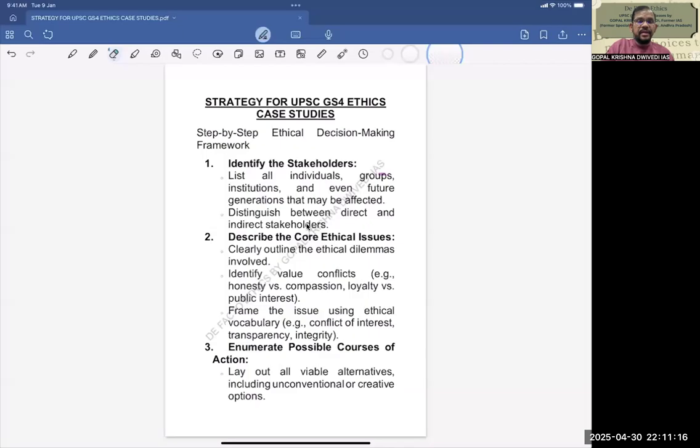This is basically a 6-step method, and step by step we can analyze a case study, and we can arrive at a proper answer as far as the case study is concerned.